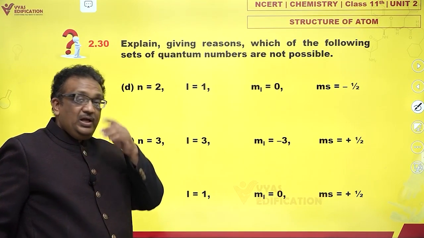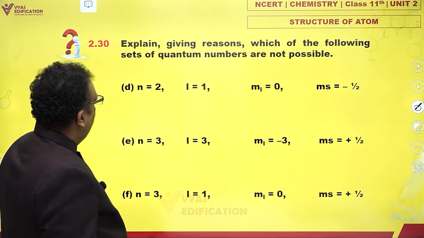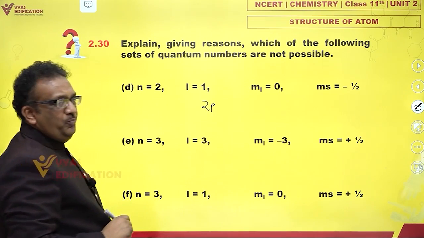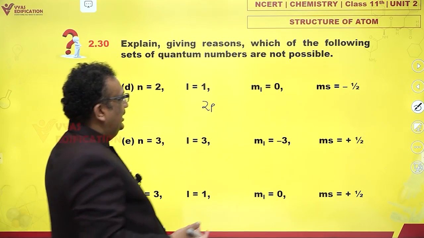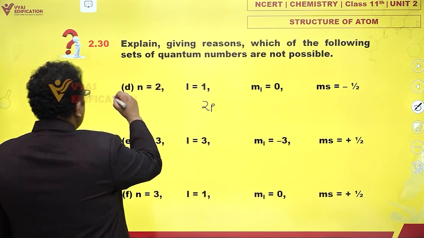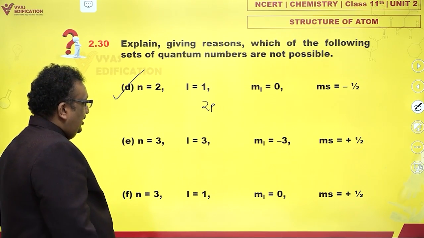n is equal to 2, L is equal to 1. That means 2p orbital. Is 2p orbital possible? Yes. ML can always be 0, spin can be plus half, minus half, no problem. It is quite possible, no issues.